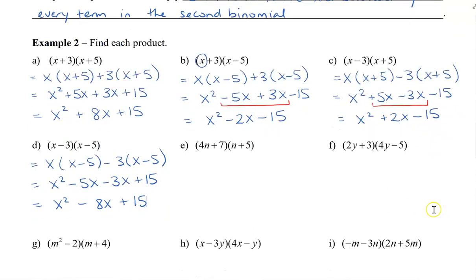All right, let's do a few more examples where we now also have coefficients with the variable. So we have 4n, our first term, times n plus 5. And then we have plus 7, also times n plus 5, our second binomial.